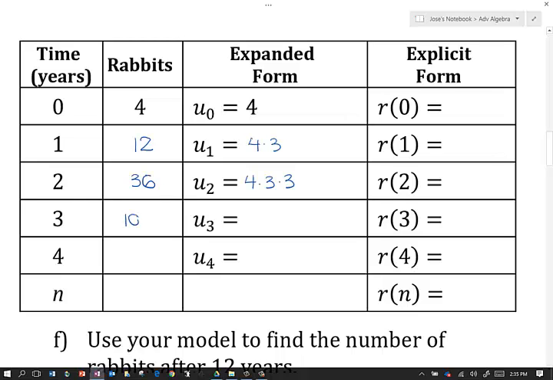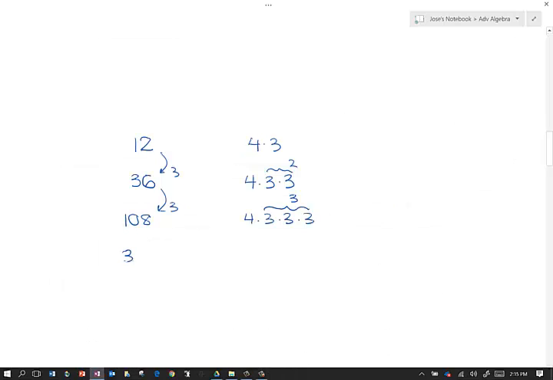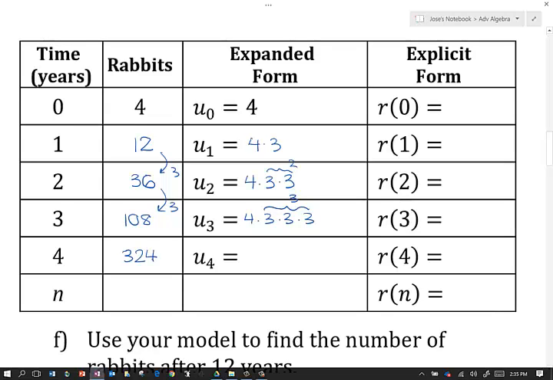The next year, 36 times 3 is 108. You're multiplying by 3 all the time, clearly. And then you can think of that as being 4 times 3 times 3 times 3, because she's going to triple the number of bunnies 3 times. You can see here what is going on. The next one, after 4 years, she's going to have 324 rabbits, which is going to be 4 multiplied by 3 4 times. Repeated multiplication.